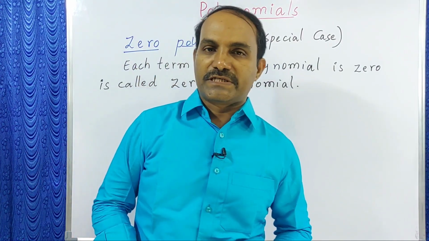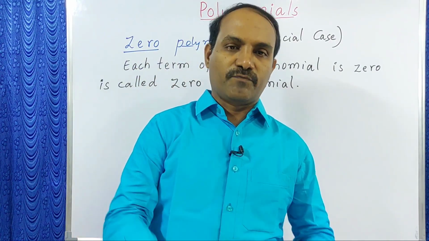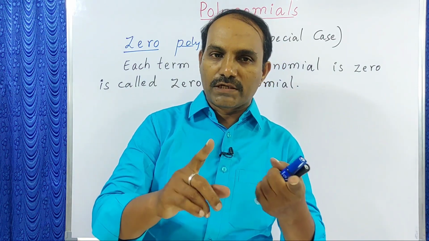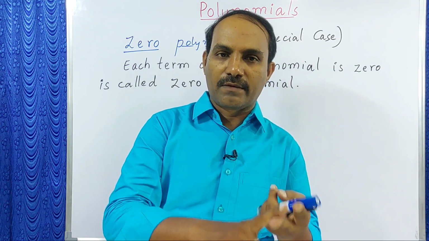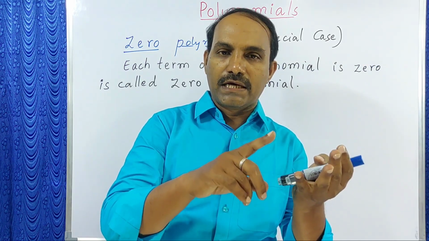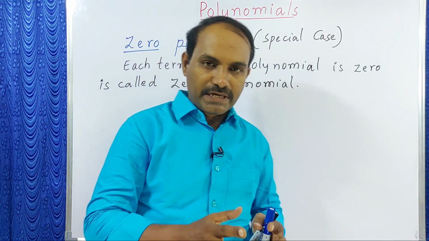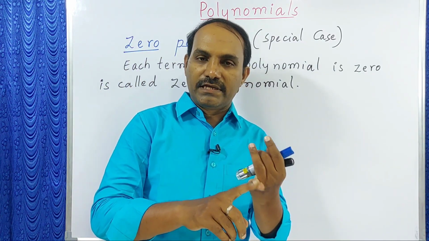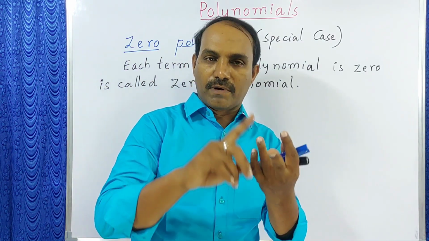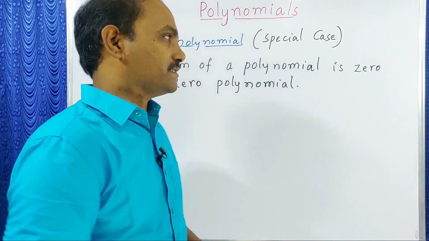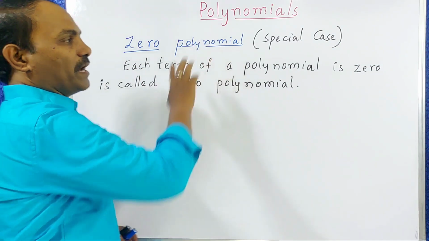Yes, one more special case is there. Types of polynomial: according to the terms, we divide them. What are those? Monomial, binomial, trinomial and multinomial. And then according to the degree, linear polynomial, quadratic, cubic, biquadratic. And then one special case is there, which is the zero polynomial.